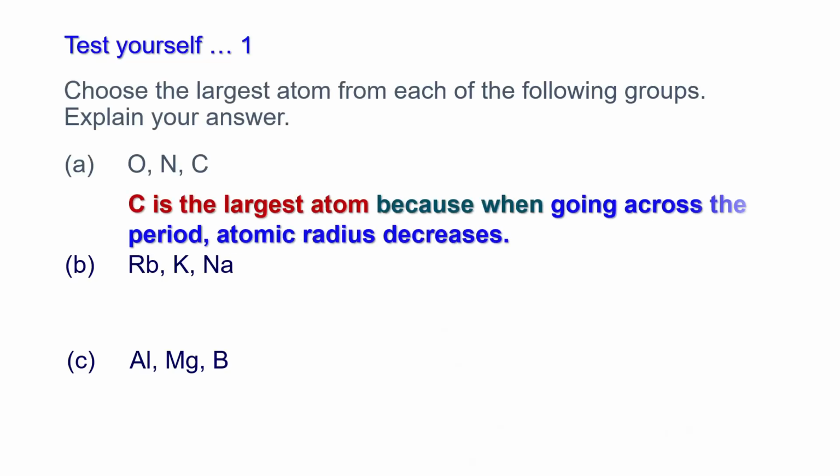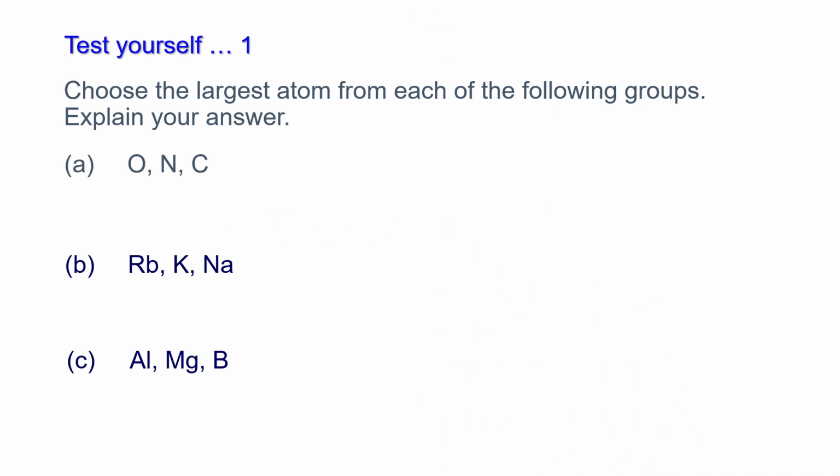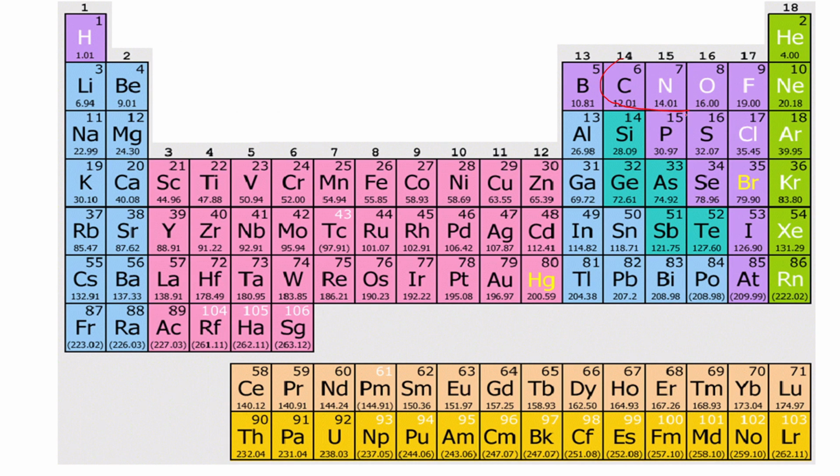Okay, last one. Choose the largest atom. Okay, last one before we end our lesson. Test yourself. 1. Choose the largest atom from each of the following groups and explain. So, we have oxygen, nitrogen and carbon, rubidium. Actually these are either in the same group or the same period. So, rubidium, potassium, sodium, aluminium, magnesium, boron.